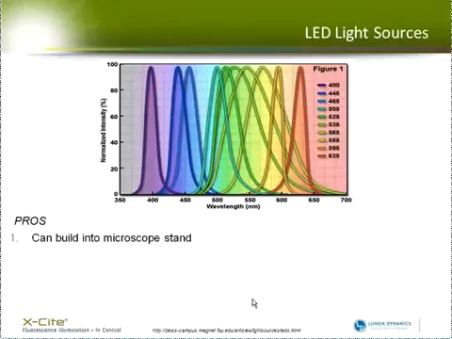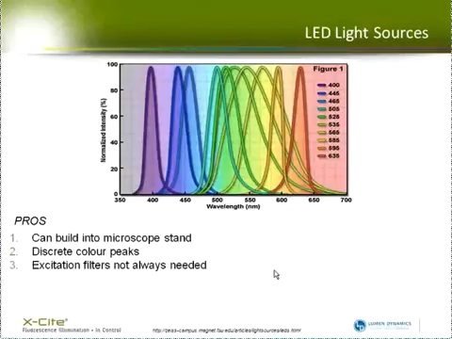So there's quite a few pros of the LEDs. They can be built right into a microscope stand because they're quite small. They have discrete color peaks, so this is showing the emission peaks for various LEDs across the visible spectrum from the ultraviolet to the infrared. Excitation filters are not always needed, so you can see here for this violet light or this blue light, their bands are quite narrow and very similar to the type of band you would get using an excitation filter. But you'll see here in the yellow and the green area that these bands are quite broad, and you may need to put in some kind of a bandpass filter to select just the peak of these bands.